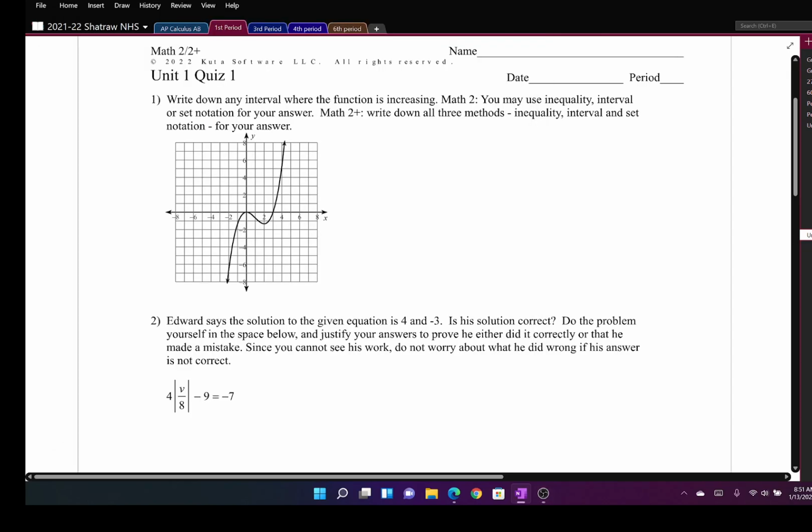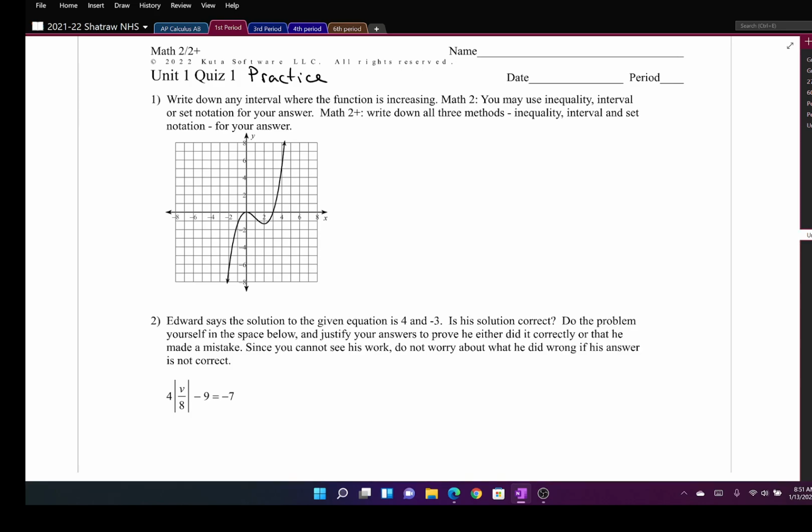Recording. Unit 1, Quiz 1, this is the practice. So go ahead and write the word practice right there. And it says write down any interval where the function is increasing. It says Math 2, you may use an inequality or interval or set notation for your answer.